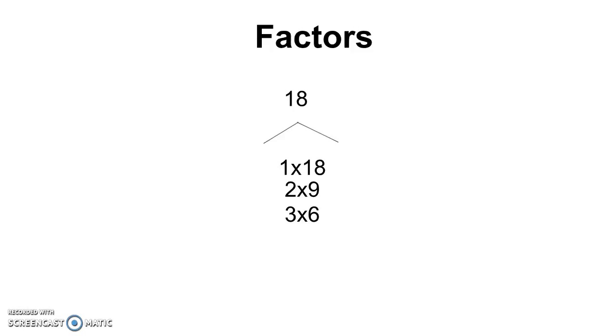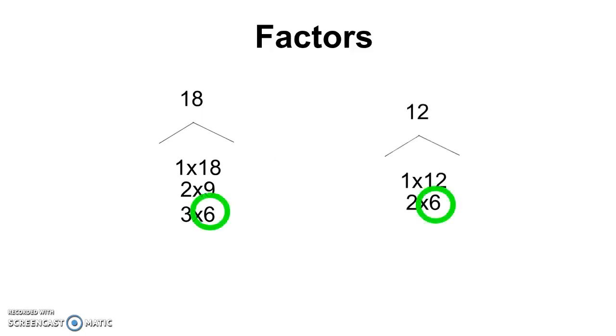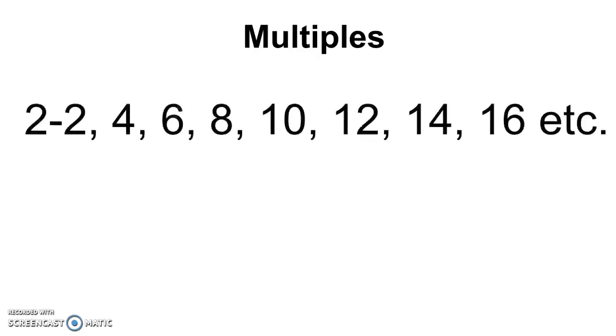A GCF is the greatest common factor. So if we have 18 and 12, the GCF would be 6. Now we have multiples. This is basically skip counting. The multiples of 2 are 2, 4, 6, 8, 10, 12, 14, 16, etc.